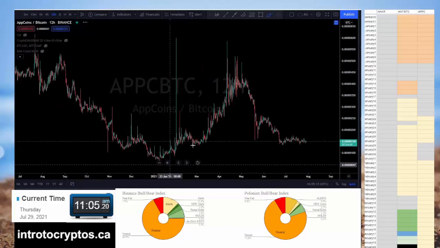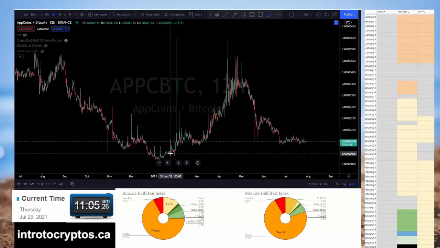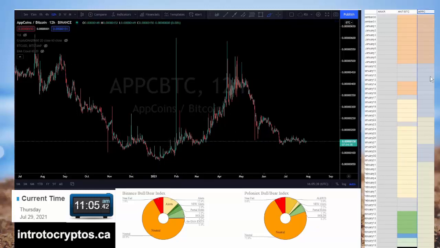APPC, wow, had a massive spike move, and we really can't do much of anything for the bull market watch spreadsheet with those kind of moves. But we do have a strategy called the popcorn strategy that helps capture those kind of massive moves that are actually so common in cryptocurrencies. So let's scroll down now and see what APPC ended up doing.